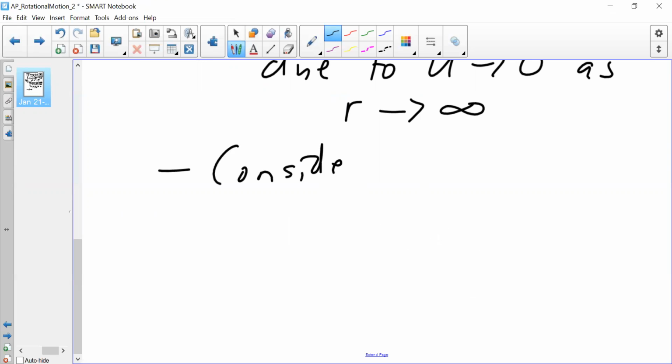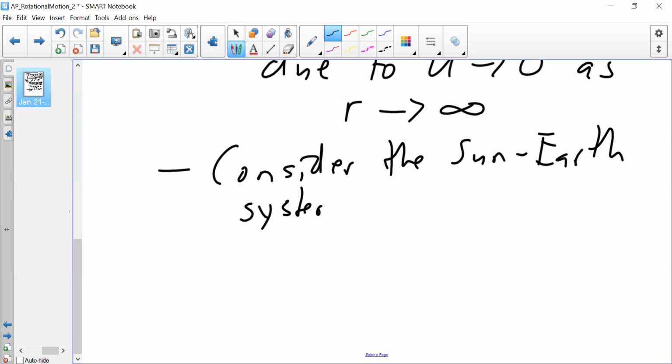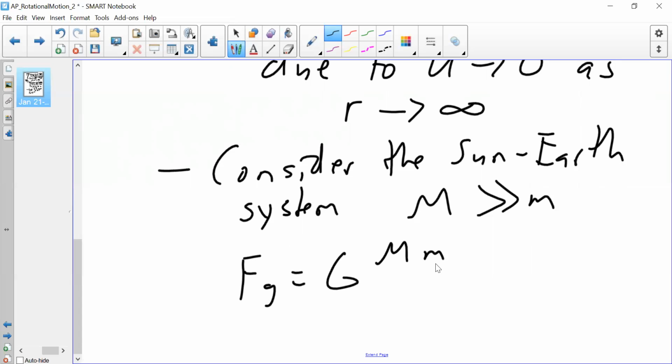So consider the Sun-Earth system. Once again, big mass, much greater than the small mass. We know that the gravitational force is big M times small m over r squared, and that's the centripetal force. It's equal to the centripetal force there. Okay.